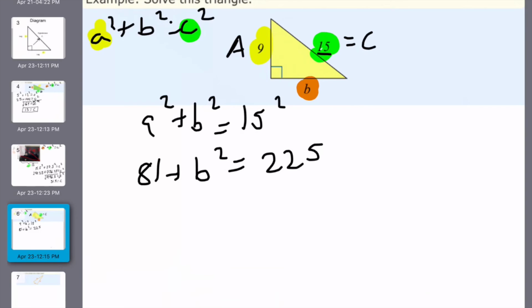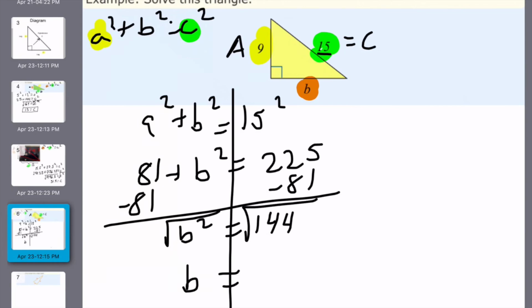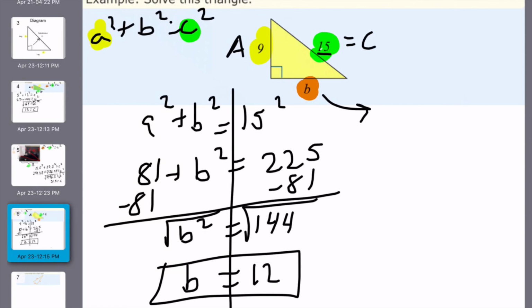Now I need to try to solve for b on its own. So I need to subtract 81 on both sides, and I get b squared equals 144. Now I need to take the square root of both sides. The square root of b squared is just b, and the square root of 144 is 12. So I know that my missing side length, or side length b, is 12 units long.